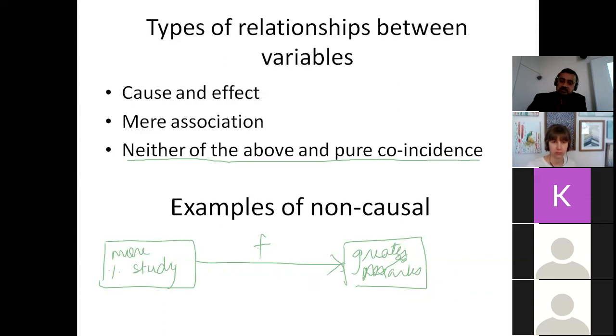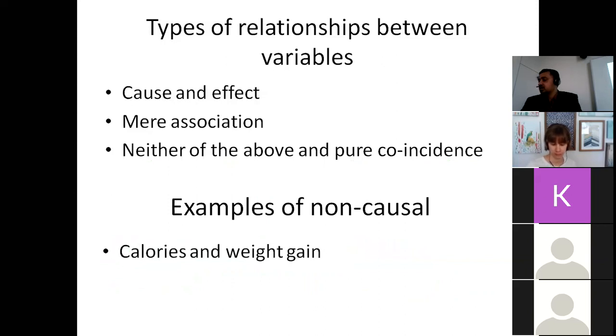So let's look at examples of non-causal relationships. And I think we did one already, which is the hours of study and exam mark. Calories and weight gain. We have a bunch of people, A to Z, 26 letters of the alphabet, 26 people, whatever it is. Each of them consumes 2,000 calories a day. Or let's not say 2,000 calories. We don't know how many. Perhaps many calories. Greater the number of calories, greater the weight gain.